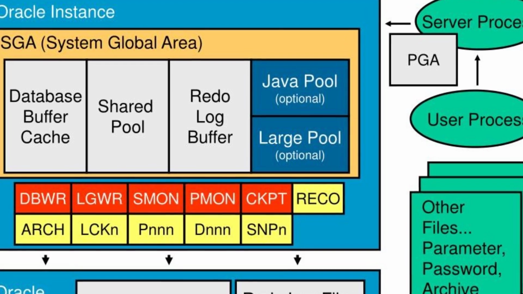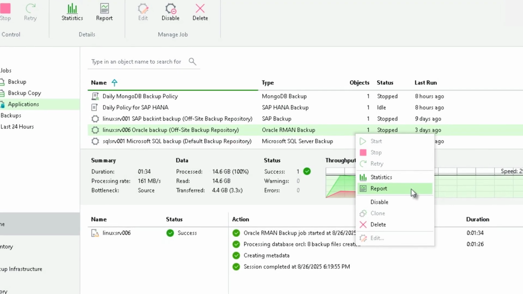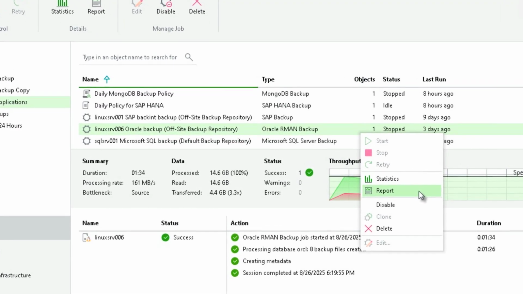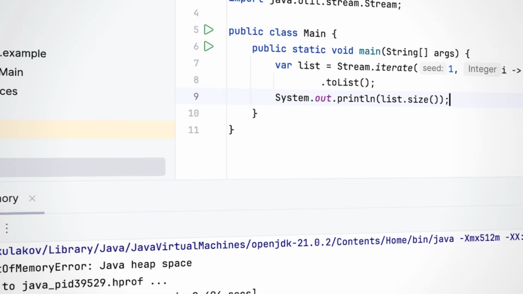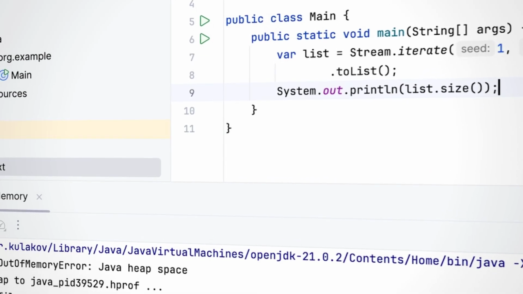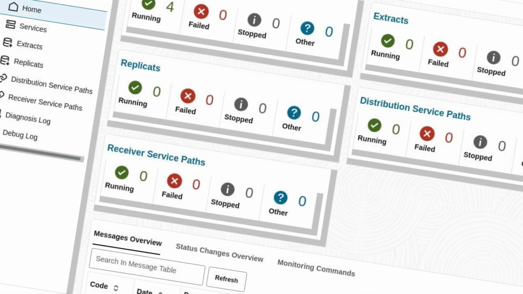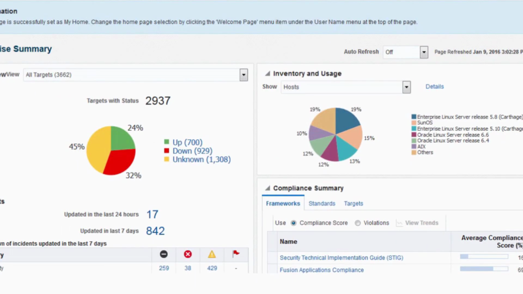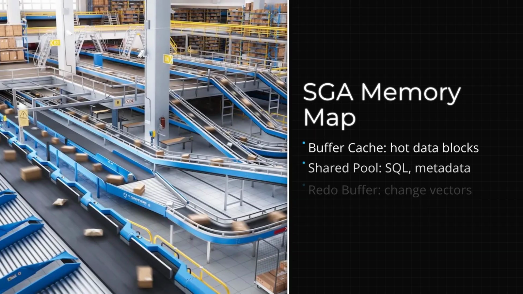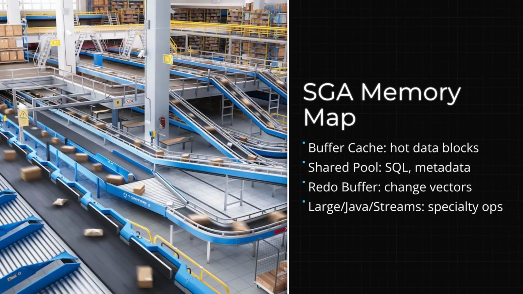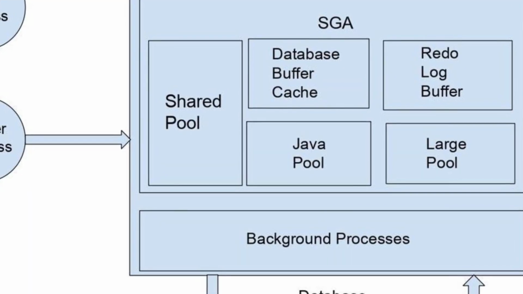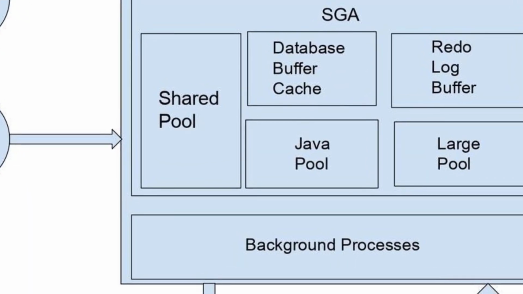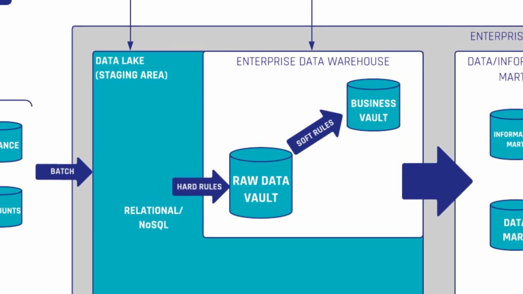Several optional pools round out the SGA. The large pool supports parallel query operations, RMAN backup buffers, and shared server connections, helping to offload memory-intensive activities from the shared pool. The Java pool is reserved for Java code running inside the database. The Streams pool supports Oracle Streams and GoldenGate replication features. Each of these SGA regions serves a distinct purpose. Data blocks, SQL plans, metadata, and change vectors are carefully separated to optimize access patterns and concurrency. This memory structure forms the backbone for Oracle's high-performance transaction processing, and it sets the stage for understanding how background processes interact with these regions to maintain consistency and recoverability.